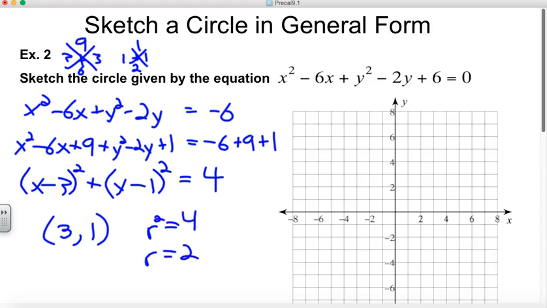And normally we would do positive and negative, but it's a radius. It's a distance on a circle, so it can't be a negative number. The radius has to be positive. So there's our center, 3, 1. The radius is 2, so we can graph it now.